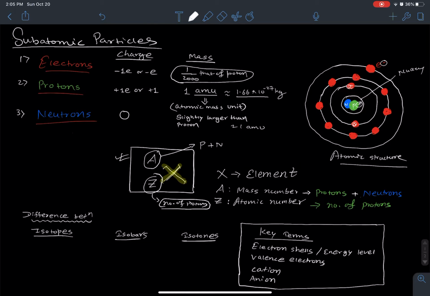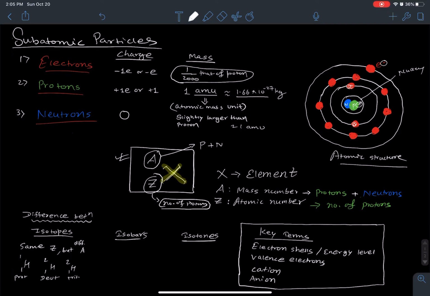Isotopes means they have the same Z, that means the same atomic number, but a different mass number. For example, if you look at hydrogen, there are 3 types of hydrogen we usually see. They have the same atomic number but different mass numbers. This is called protium, this is deuterium, and this is tritium.